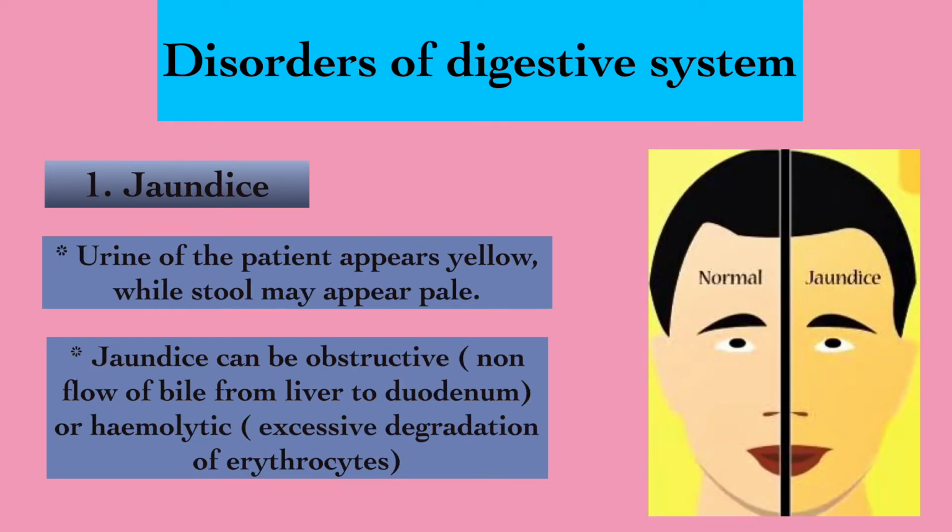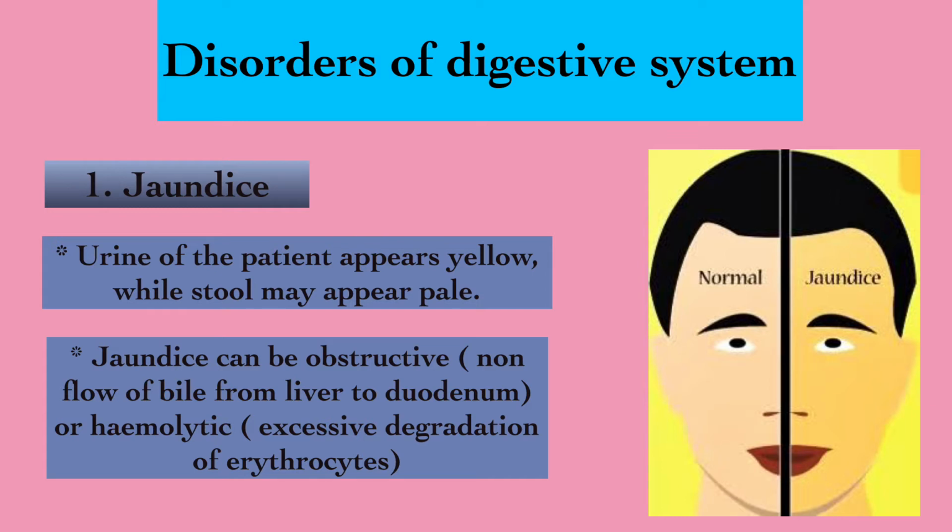Urine of the patient appears yellow while stool may appear pale. Now this is a very distinctive feature of a patient suffering from jaundice compared to a normal person, that the urine of that patient will appear to be yellow, but on the other hand the stools may appear to be pale in color. Jaundice can be obstructive or hemolytic.